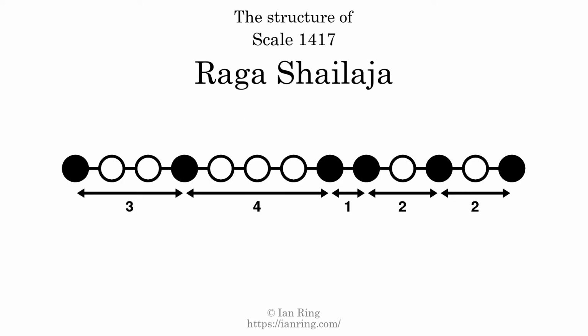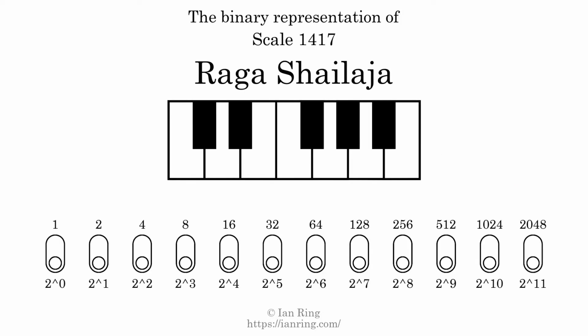The structure of a scale is a description of the interval distance between each successive tone. This scale has a structure of 3-4-1-2-2. The binary representation of this scale is determined by mapping tones of the scale to binary digits. Each binary digit represents a power of 2.